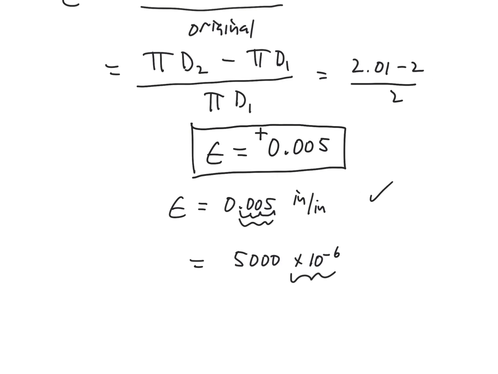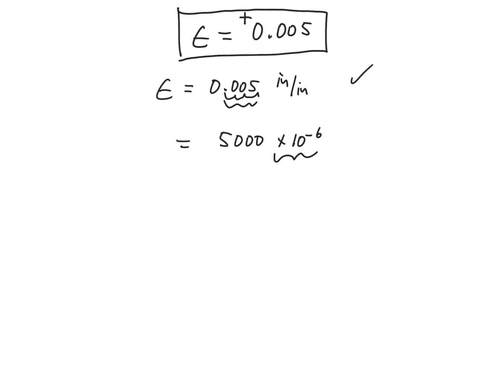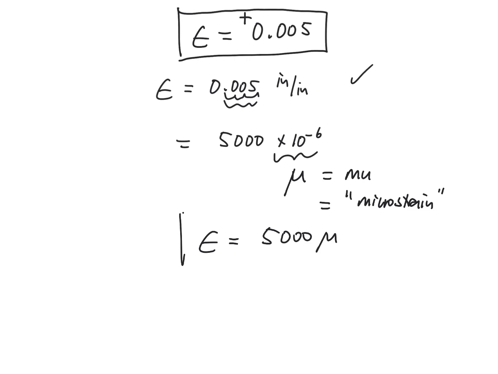And that symbol, that suffix, has a label that we use frequently, and that is the symbol mu. So that's a Greek letter mu. And the word that we use for it is microstrain. And that is 10 to the minus sixth. So we would write then that epsilon is equal to 5,000 mu. And that is far more likely to be a number that you're going to see in any sort of analysis or any sort of engineering application.